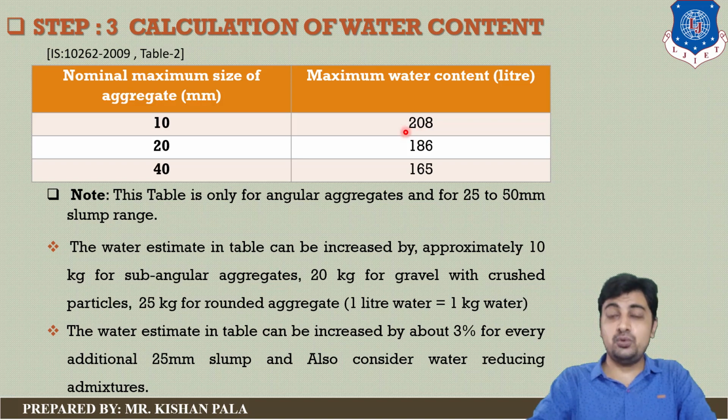And I would like to add one more important point, which is based on super plasticizer. If you are using the super plasticizer, there will be a decrease in the water requirement up to 20% or above. So in that case you have to correct these values.